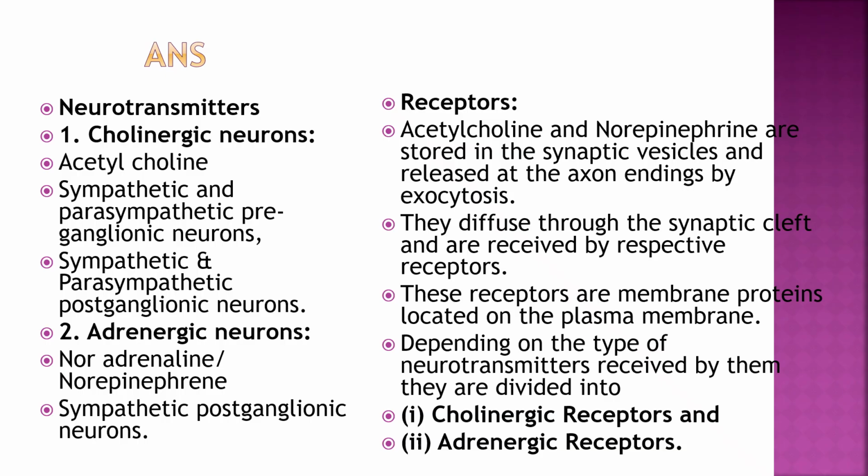Acetylcholine and norepinephrine are stored in synaptic vesicles which are present in synaptic knob, and they are released at the axon ending by exocytosis. They diffuse through the synaptic cleft and are received by respective receptors. These receptors are membrane proteins located on the plasma membrane, and depending on the type of neurotransmitters received by them are divided into two types. So they are cholinergic receptors or adrenergic receptors.